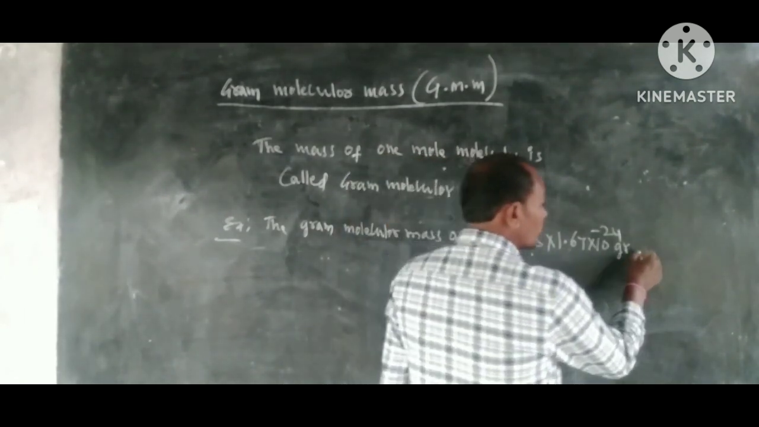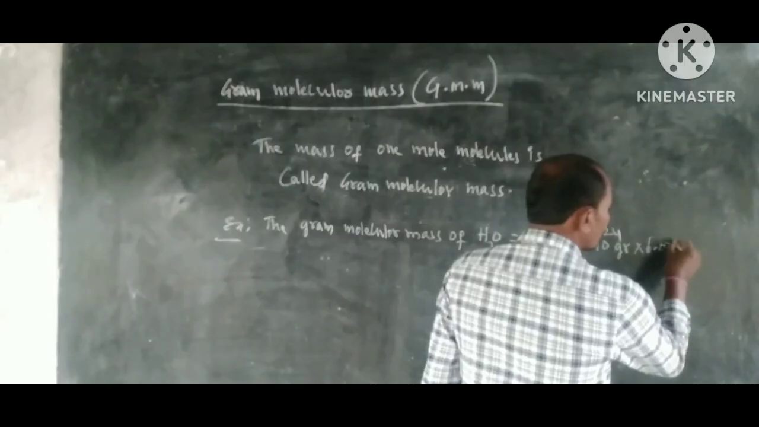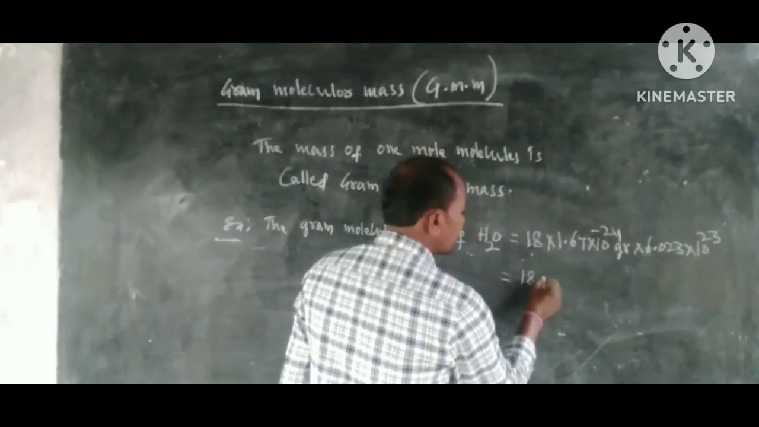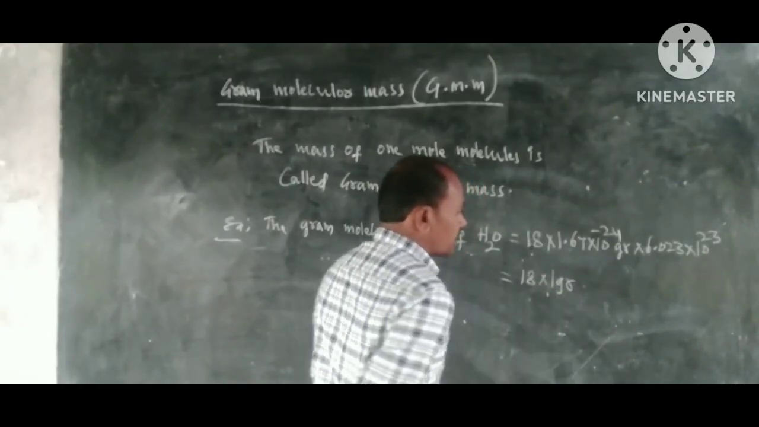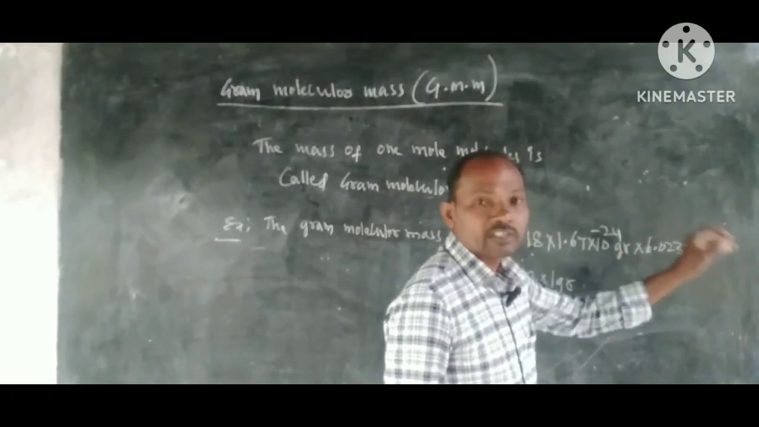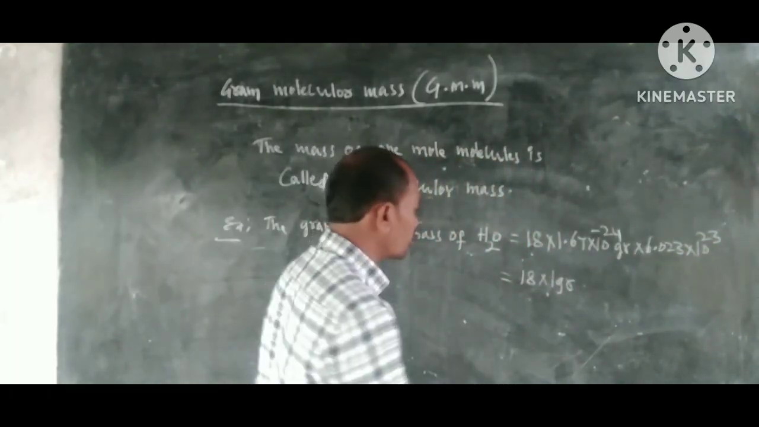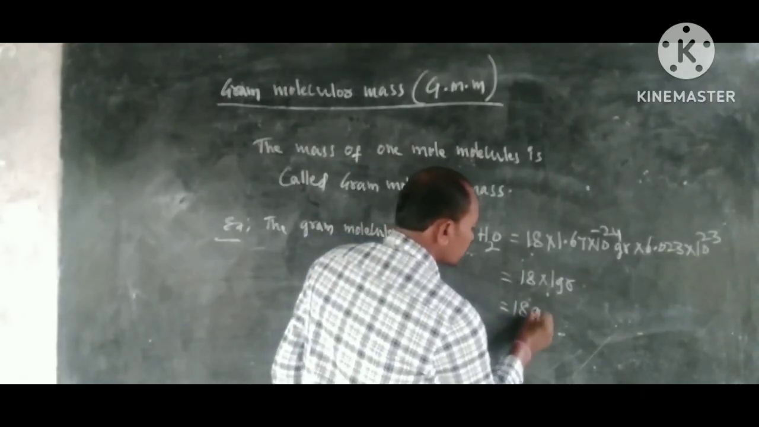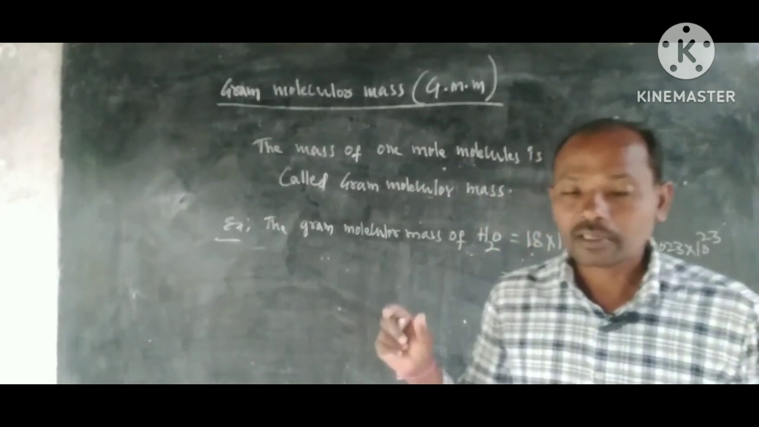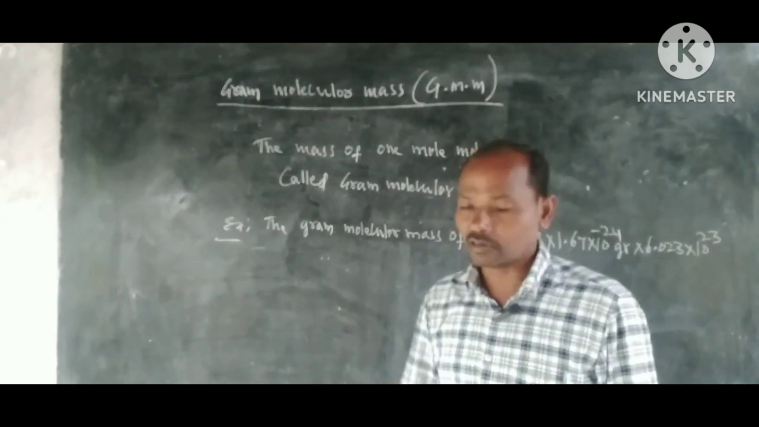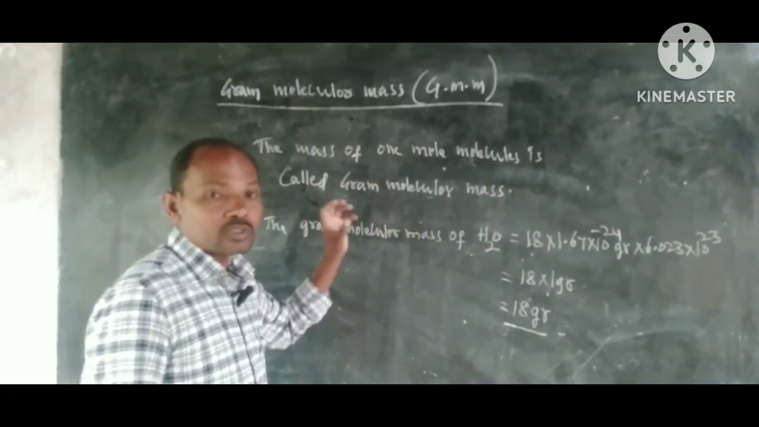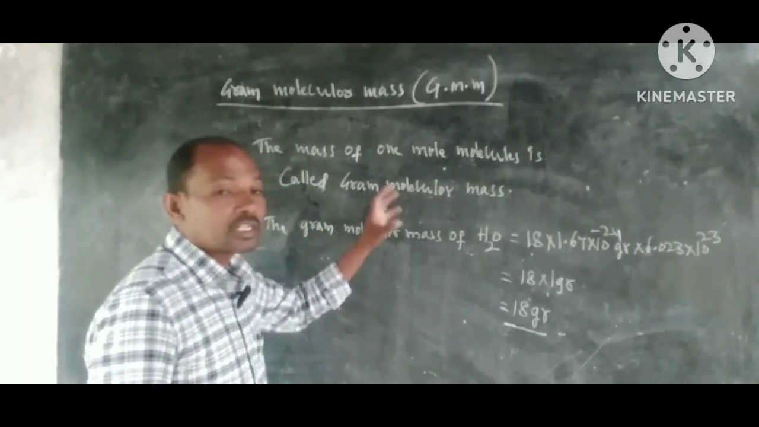But one mole means multiplying by 6.023 into 10 power 23. So that is equal to 18 into 1 gram, because 1.67 into 10 power minus 24 into 6.023 into 10 power 23 is nearly equal to 1 gram. So totally 18 grams. 18 AMU is the mass of only one H2O molecule. 18 grams means the mass of one mole of molecules. So that is gram molecular mass.